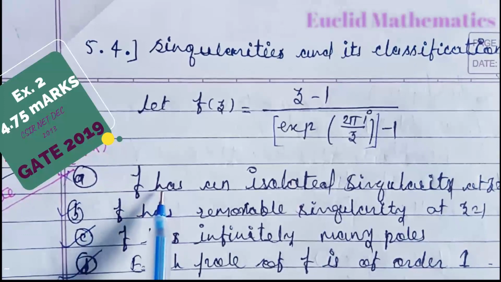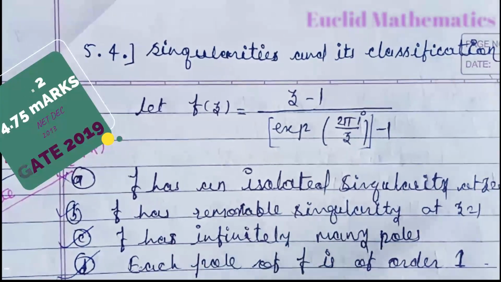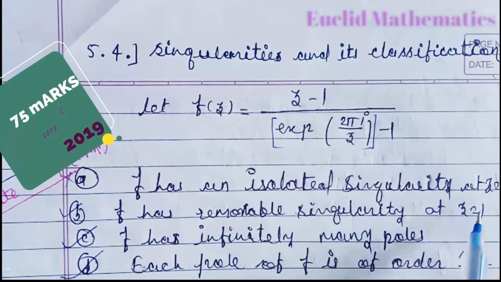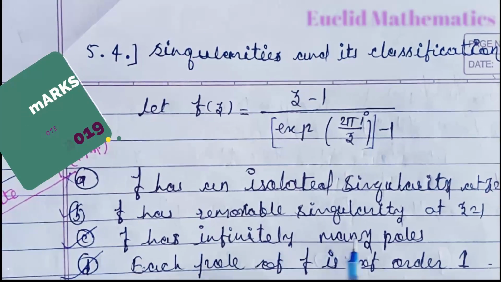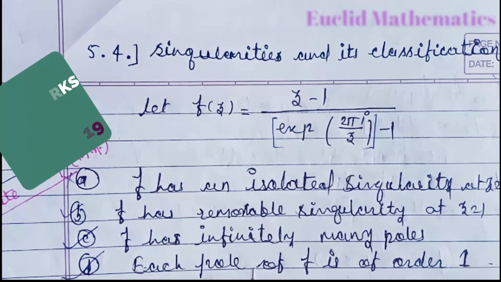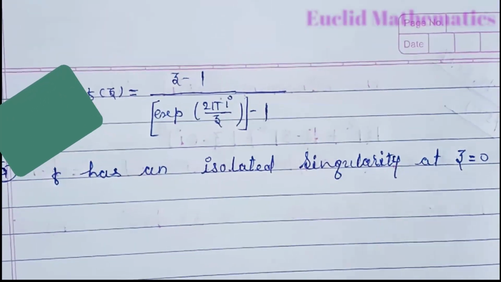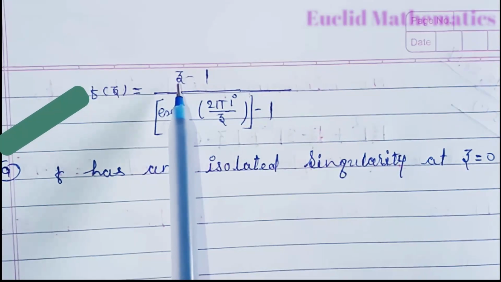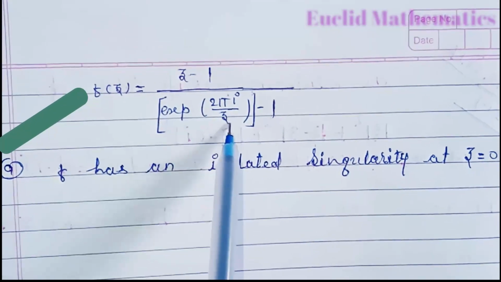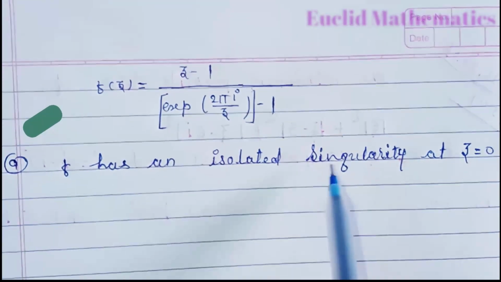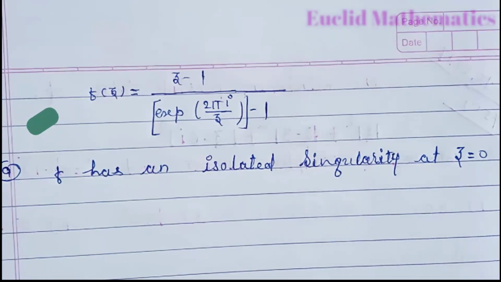And the options are given: f has an isolated singularity at z0 equal to 0, f has removable singularity at z equal to 1, f has infinitely many poles, and the fourth option, each pole of f has order 1. So here f of z is given in our example, which is z minus 1 upon exponential of 2 pi i by z minus 1. So our first option, f has isolated singularity at z equal to 0.